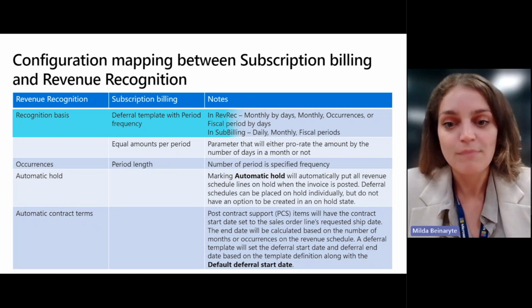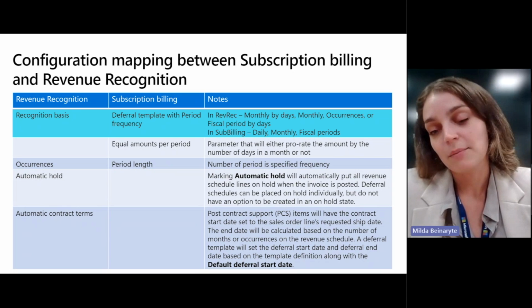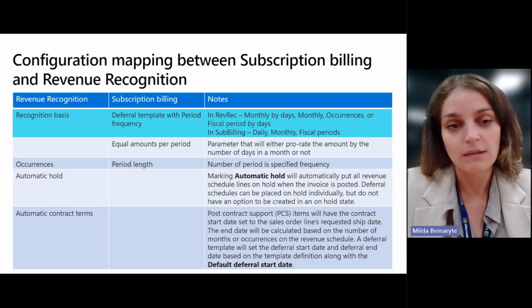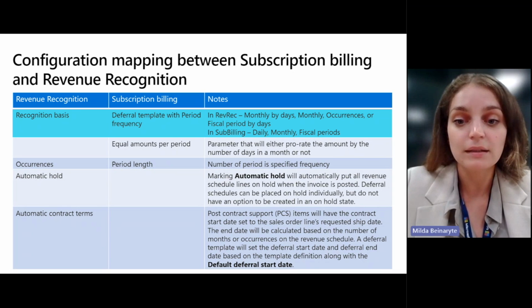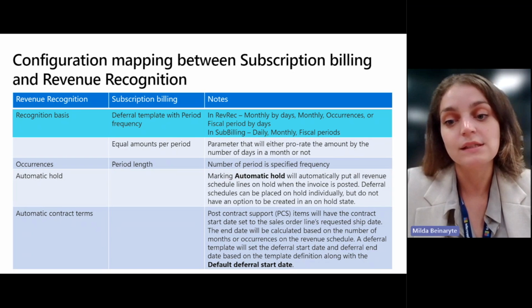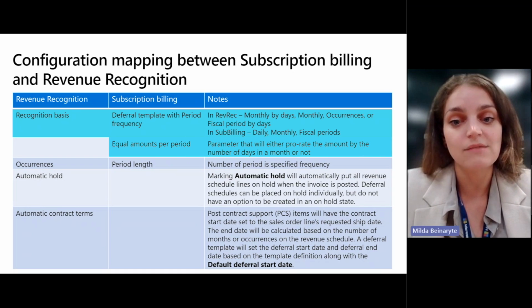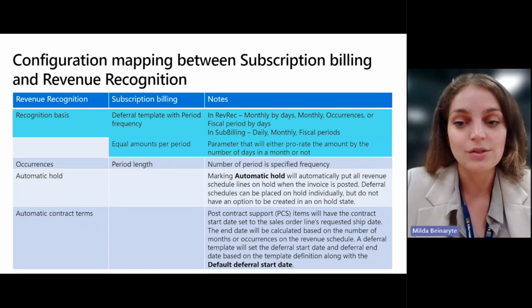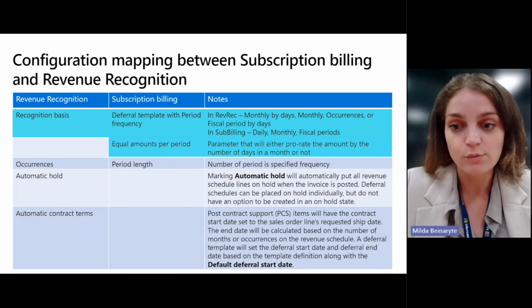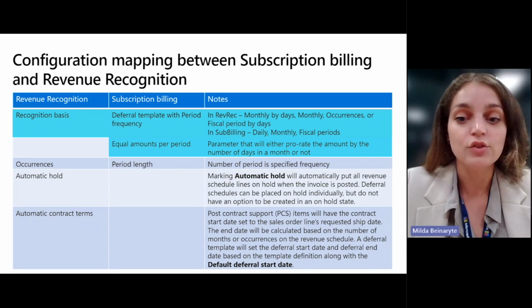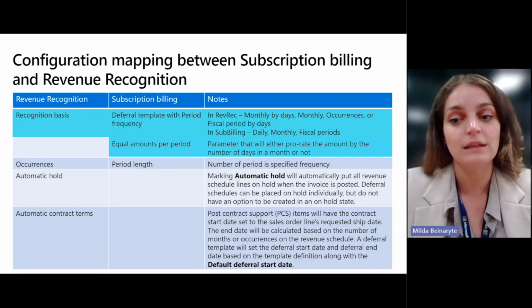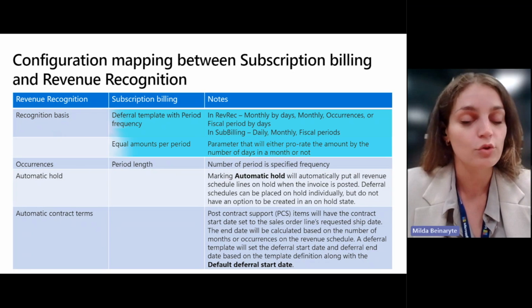So recognition basis would be equal to deferral template with period frequency, and we have option to specify monthly occurrences as well as fiscal periods here. However, option to have monthly by days, which is specified in revenue recognition, is controlled by a parameter equal amounts per period in subscription billing parameters. This parameter determines if the prorate amount is calculated by the number of days in a month or not.